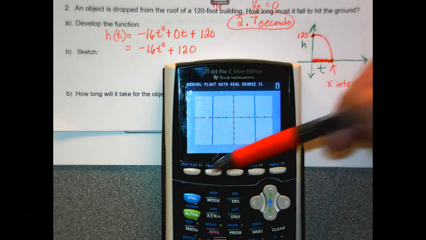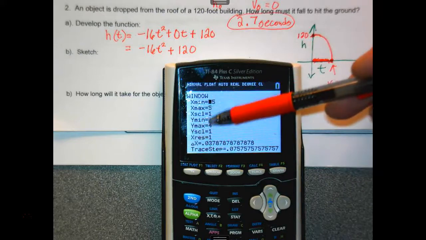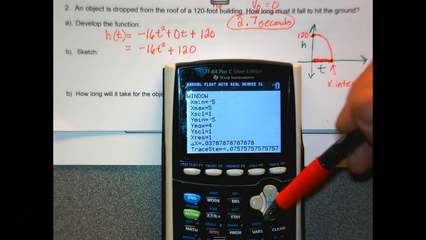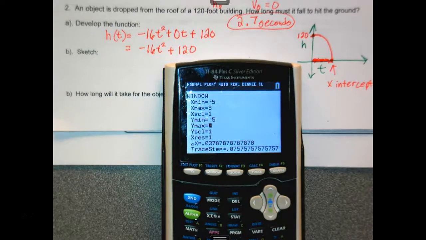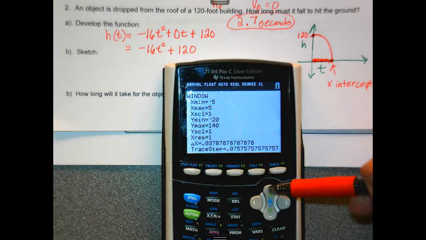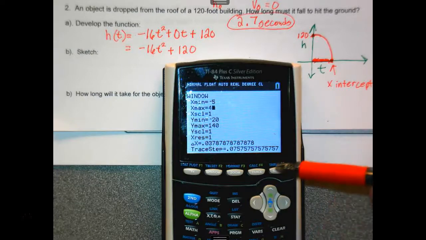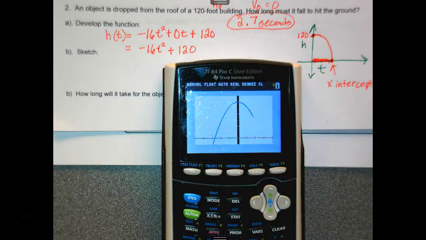So I told you, go into your window, make your y max, not just 4, but I think you guys probably have 10. Make it like 140, something bigger than 120, right? So I'm going to put 140 for my max. I think yesterday I used -5. Go ahead and put -20 in there if you want to see more of your parabola. And then our x max, what did I say, between 2 and 3? Maybe put 4 in there. Then graph it. And you should see more of your parabola. Make it easier to get this 0.